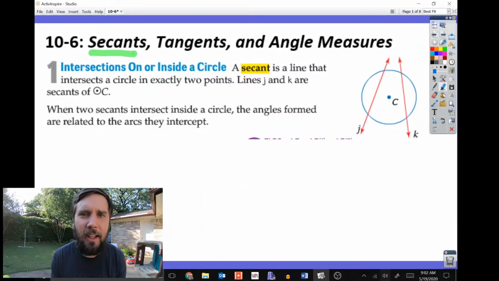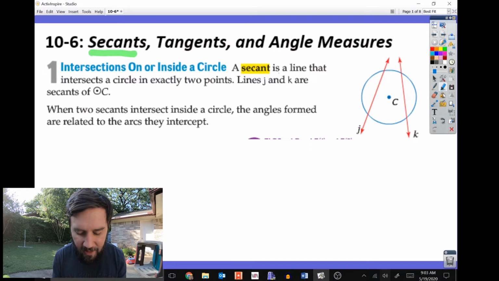So again, last time we learned about a new segment called a tangent. A tangent touches the circle exactly once, and then it veers off. And today we're going to talk about a new segment called a secant. Let's define a secant, and then go through a bunch of properties dealing with secants, and how they relate to the angle measures of an arc of a circle, and so forth. So, intersections on or inside a circle.